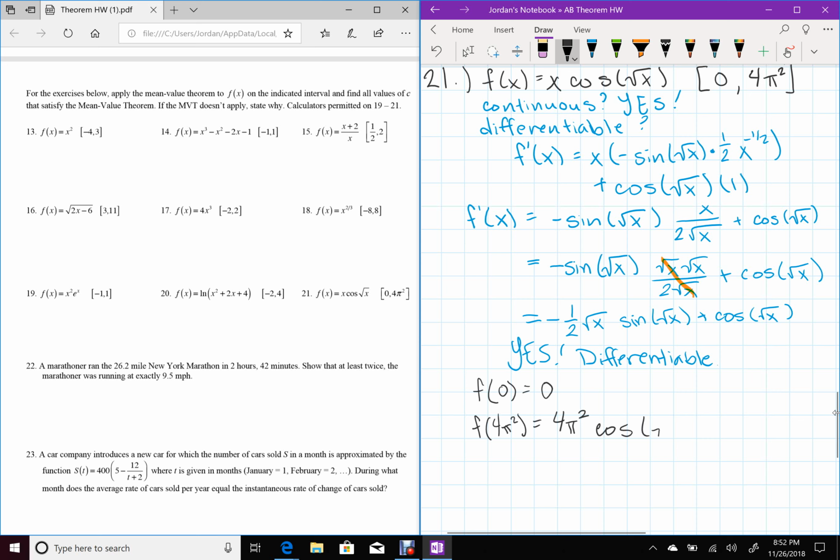Okay, so we have 4 pi squared because we plugged in for x. Then we have to do cosine and the square root of 4 pi squared. Both of those are square numbers. So what we're looking at is cosine of 2 pi. Now cosine of 2 pi is just 1. So in this one we have 4 pi squared times 1, which is just the 4 pi squared.